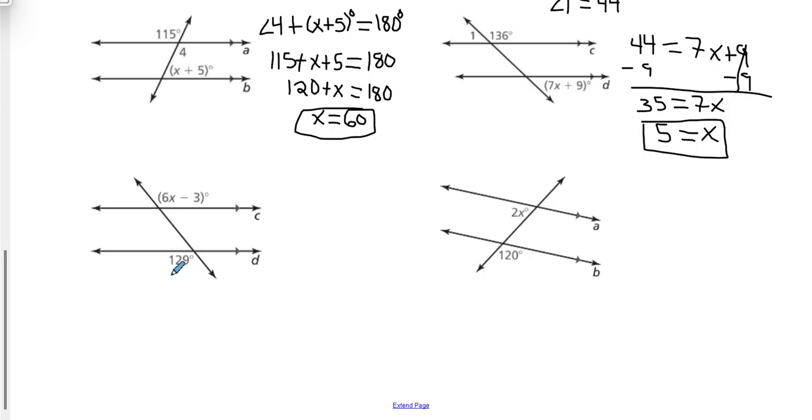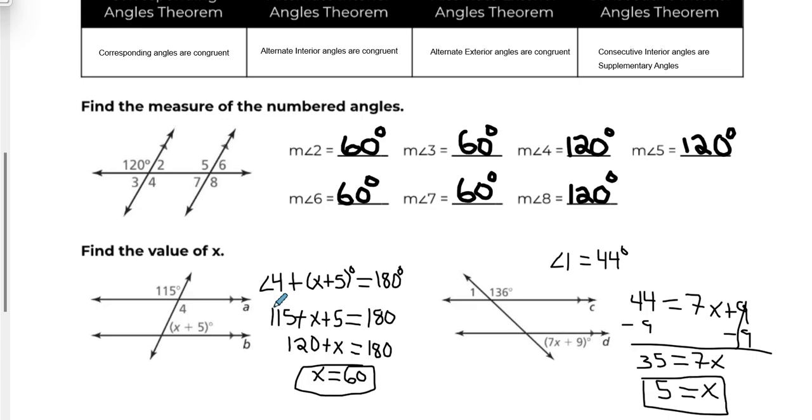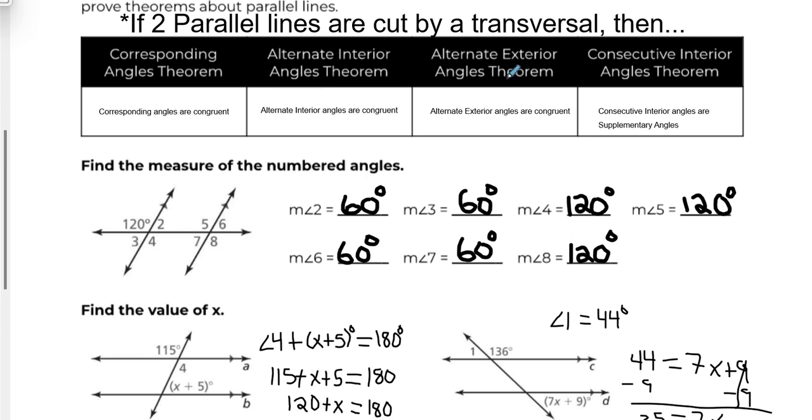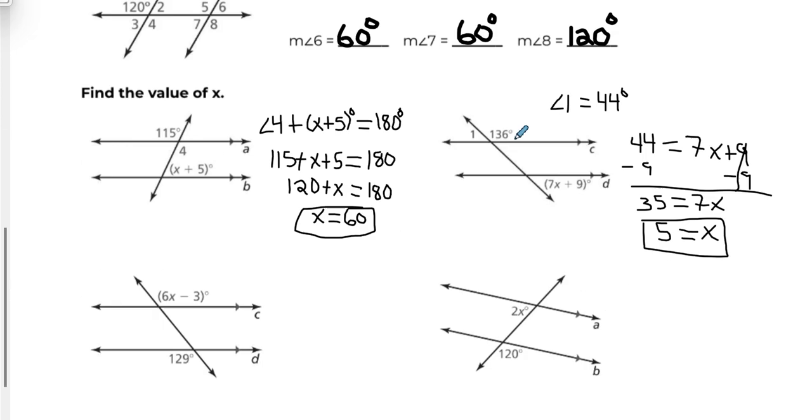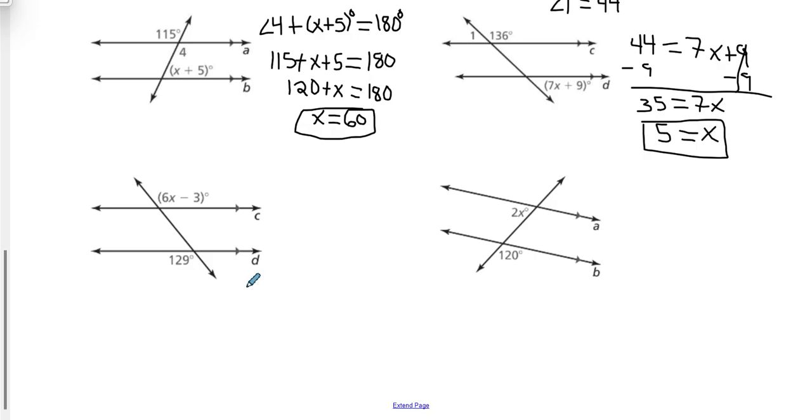For instance, here, I know I can apply the alternate exterior angles theorem. Okay, we have two lines being cut by a transversal, two parallel lines being cut by a transversal, that is, meaning the alternate exterior angles are congruent. So to solve for x here, nice and easy, nice friendly problem, I'm going to set 129 equal to 6x minus 3.